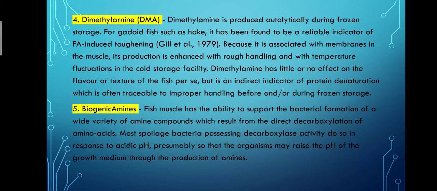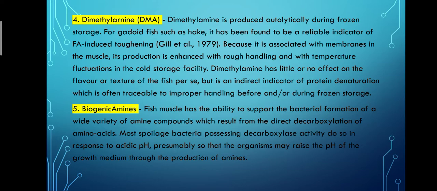Dimethylamine is produced autolytically during frozen storage. For gadoid fish such as hake, it has been found to be a reliable indicator of freeze-induced toughening because it is associated with membranes in the muscle. Its production is enhanced with rough handling and with temperature fluctuations in the cold storage facility. Dimethylamine has little or no effect on the flavor or texture of the fish per se, but is an indirect indicator of protein denaturation, which is often traceable to improper handling before and or during frozen storage.